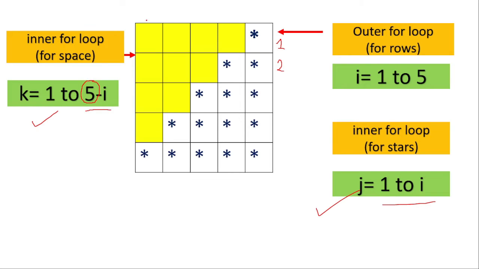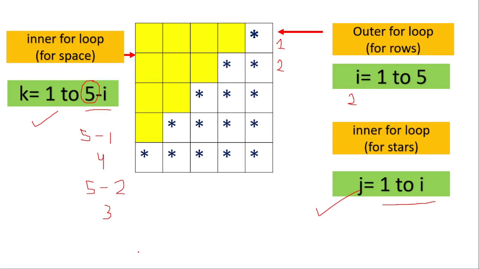see, in the first row, we have 4 spaces. If the value of I is equal to 1, then initially k will print how many spaces? 5 minus 1 equals 4 spaces. Okay, and then 5 minus 2 equals 3 spaces. So this way the k variable will print the spaces. So this is the logic of my program.